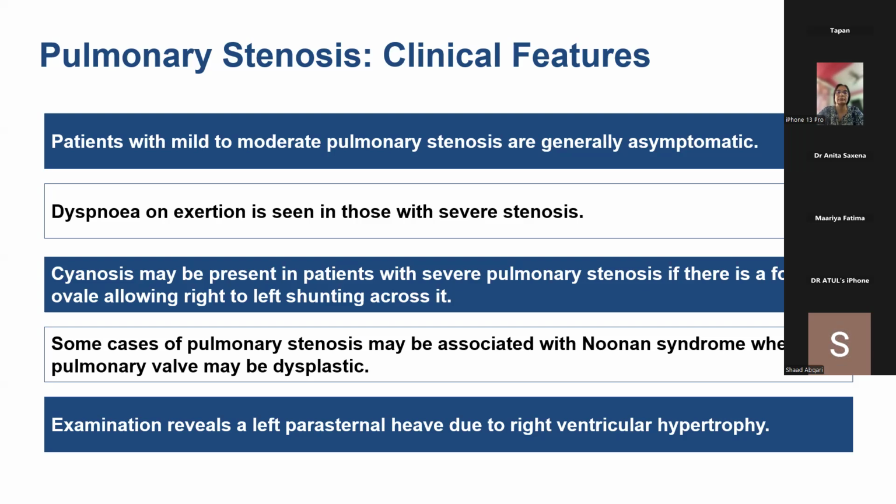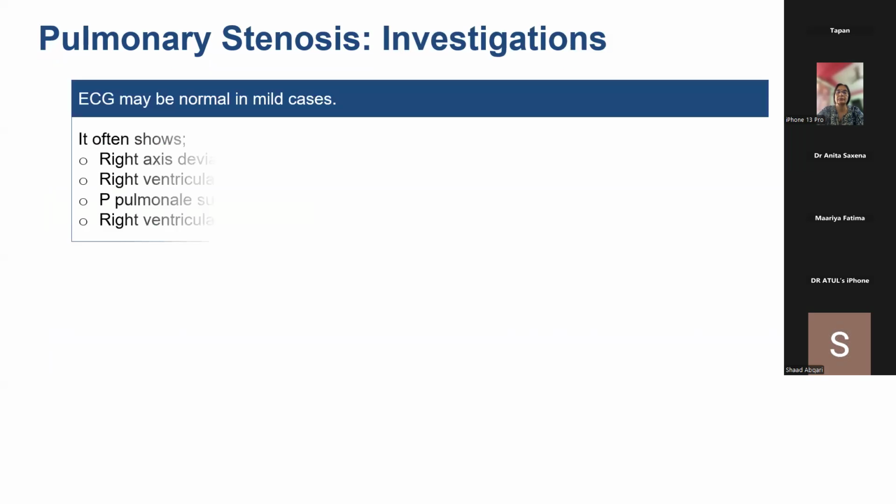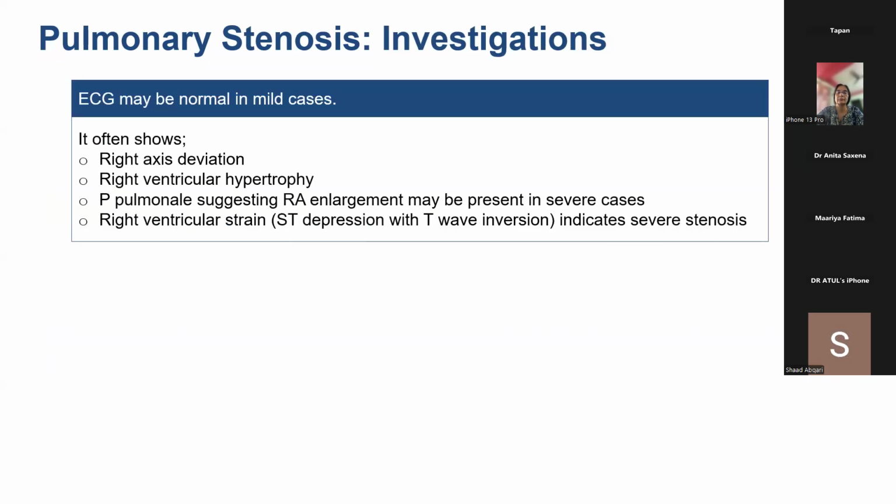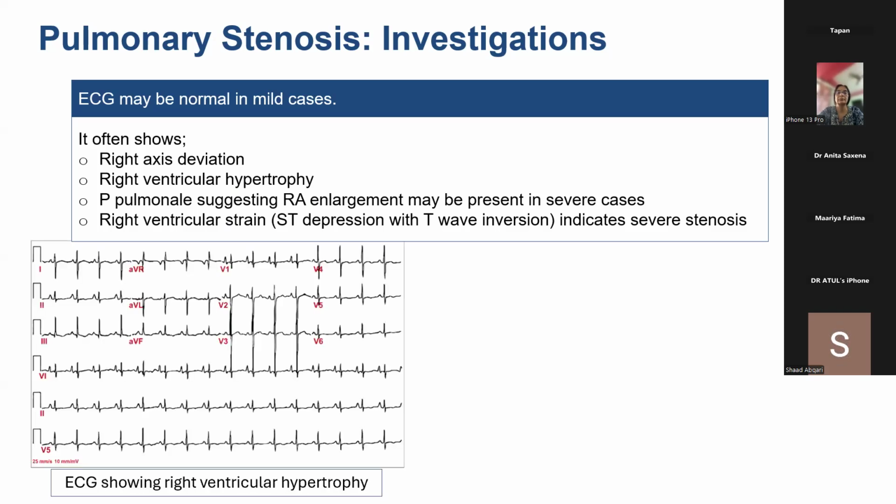An examination will reveal a left parasternal heave due to right ventricular hypertrophy, and we did say that there will be a systolic murmur, and of course a click if it is valvular. ECG again is likely to be normal in mild cases. If you're getting right ventricular hypertrophy, right axis deviation, pulmonary stenosis is going to be always severe, because normally you are expected to have normal right ventricular forces. If there is P pulmonale, that will suggest right atrial enlargement, again indicative of a severe case. And of course, if you have right ventricular strain, that will always indicate severe stenosis.